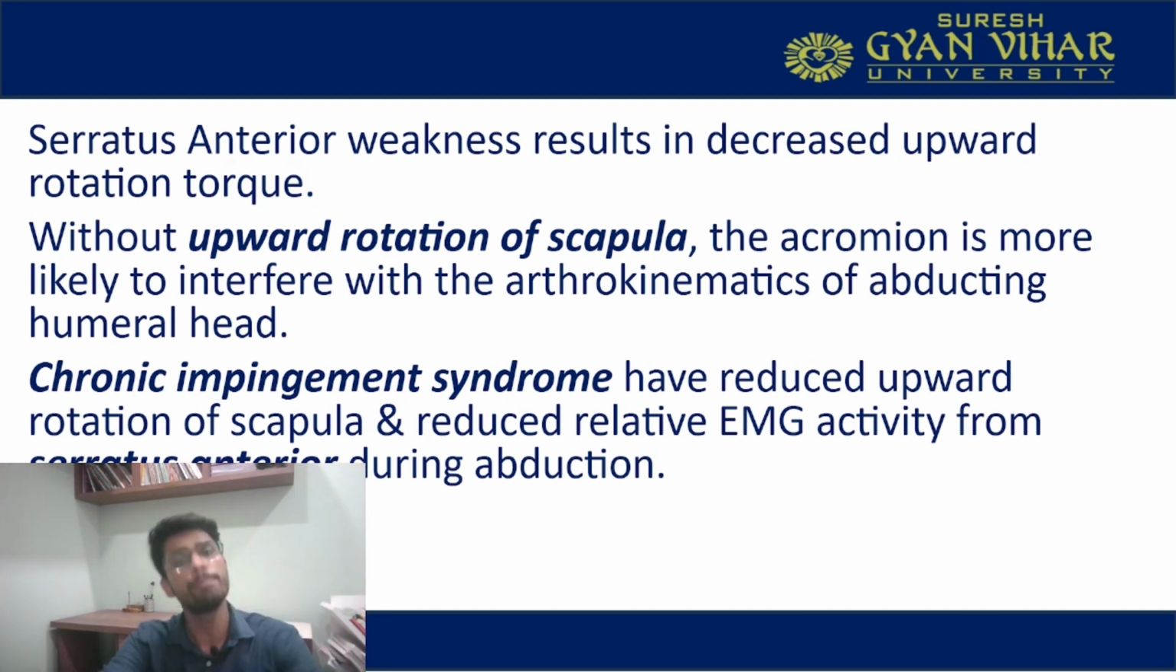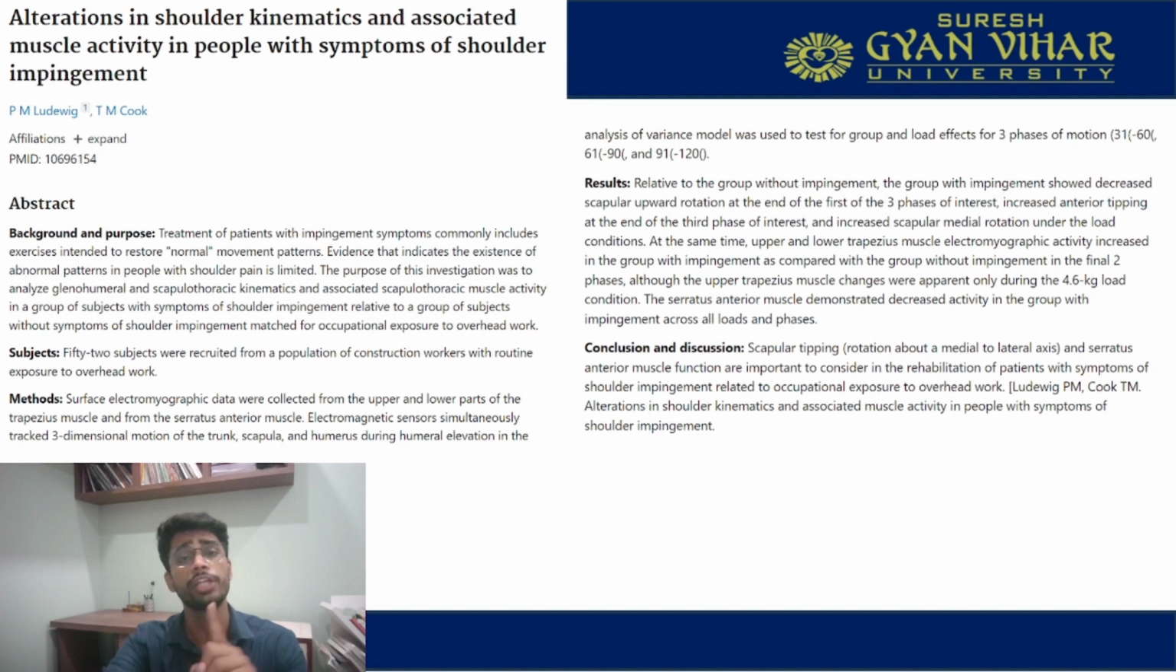It is very important in patients with impingement. We should acknowledge the weakness of the serratus anterior and we must treat it, because serratus anterior is an important muscle for the shoulder joint, especially in impingement, because it maintains the upward rotation of the scapula. So these are some researches which help in stating that alteration in shoulder kinematics and muscle activity, especially your serratus anterior muscle activity, is decreased in shoulder impingement.